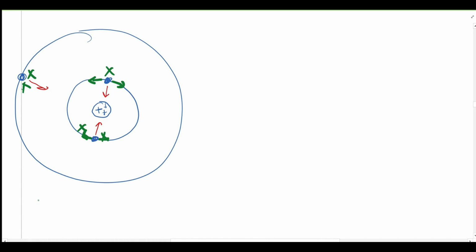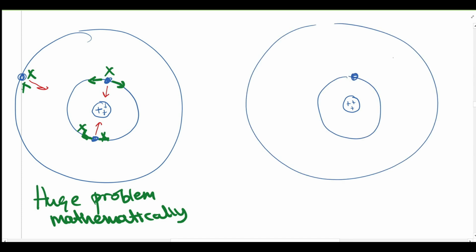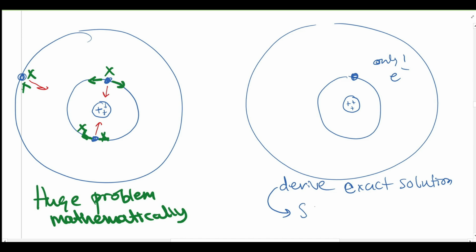This gives us a huge problem mathematically. For the simple system of only a single electron, we can actually solve it exactly. So we have what they call an exact solution. This is only one electron. We can actually derive an exact solution, and this exact solution is what we refer to as the hydrogen wave functions, or sometimes also called the Schrödinger equation.